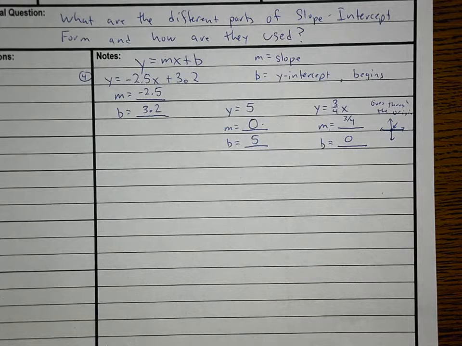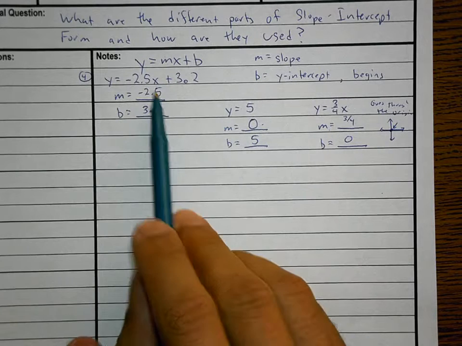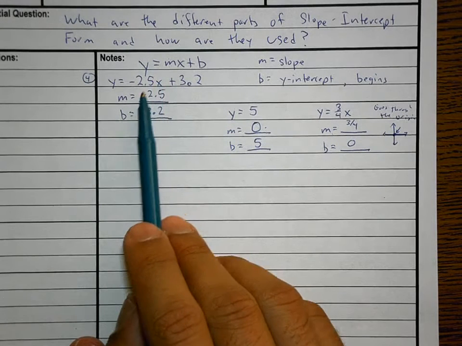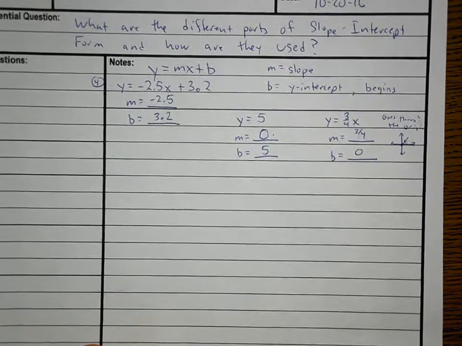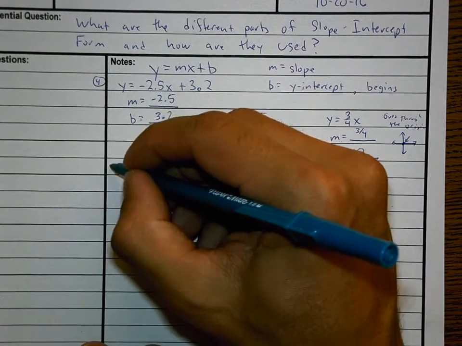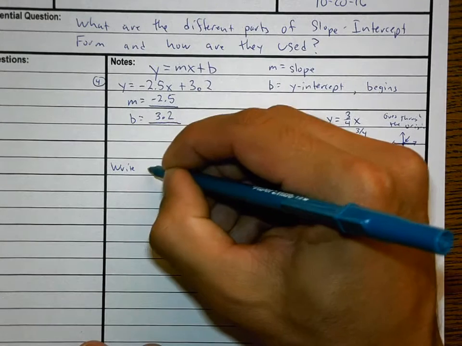Okay? So your first step is, can you look at an equation and know what m and b is? Pretty simple stuff, right? Second step, write an equation.